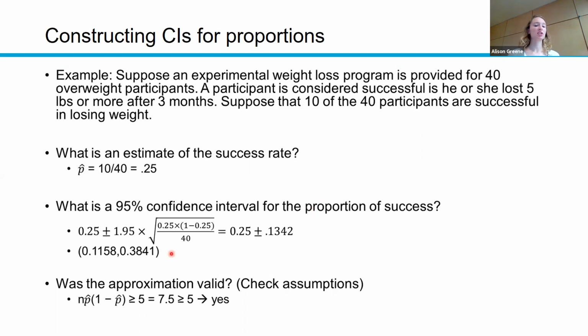And then we want to check, is our approximation valid based on this rule, which n times p times 1 minus p should be greater than or equal to 5. When we plug those in, we get 7.5 for that value. So yes, we can be comfortable and confident in our approximation.